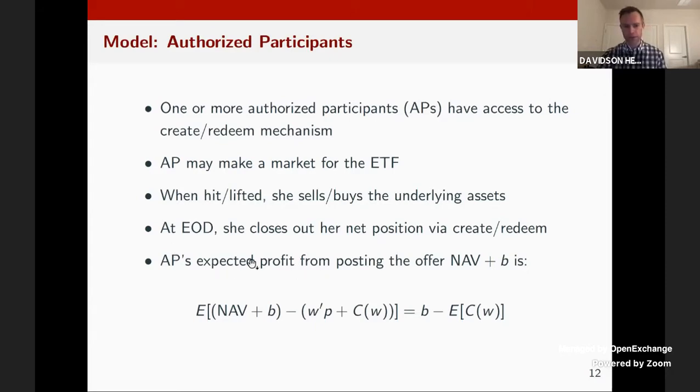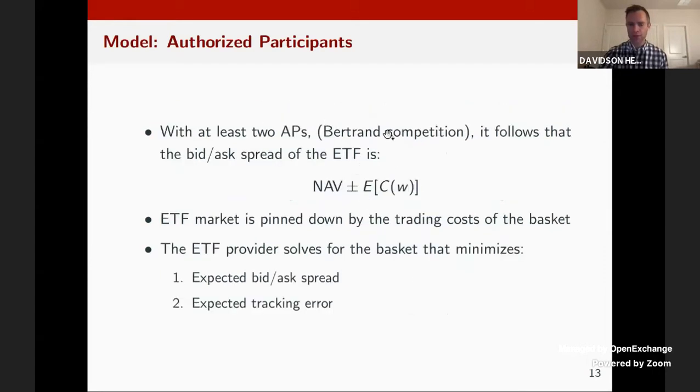And so it follows that the AP's expected profit from posting an offer that's above the NAV per share by B, the spread is going to be 2B, the bid-ask spread. This is how it works out. And then when you compute it out, competition between APs is Bertrand competition. So as long as you have at least 2 authorized participants, they make 0 returns in equilibrium. And the bottom line is that the bid-ask spread is then precisely pinned down, at least in our nice simple model, by the expected trading costs of the basket that you post.